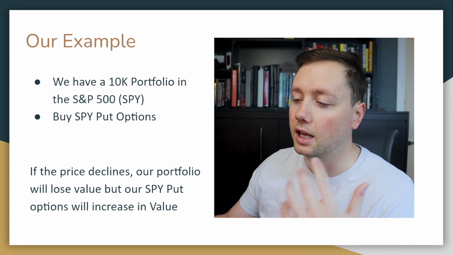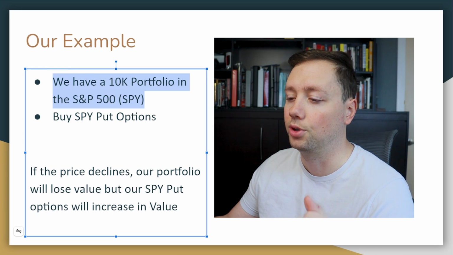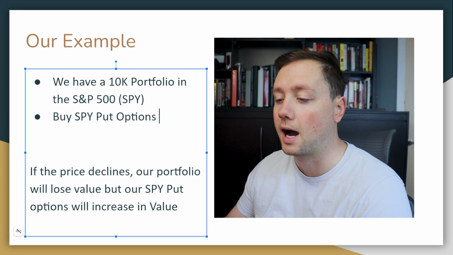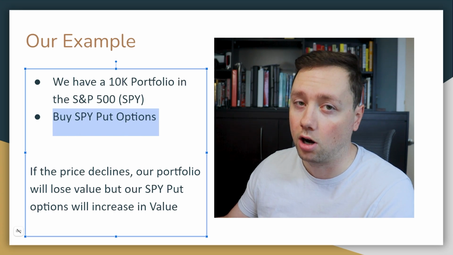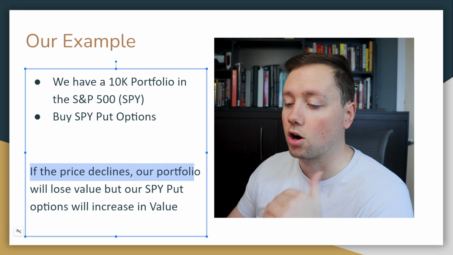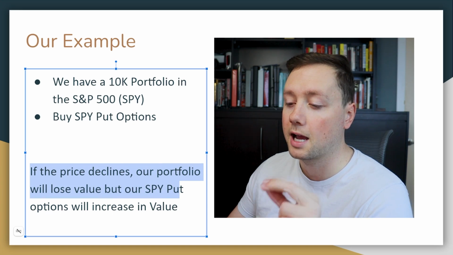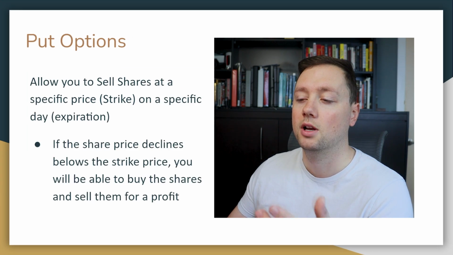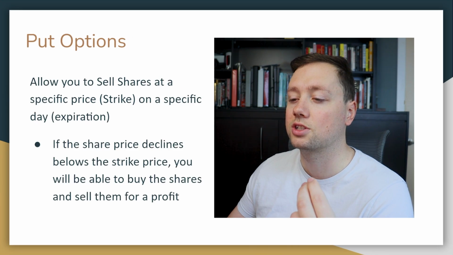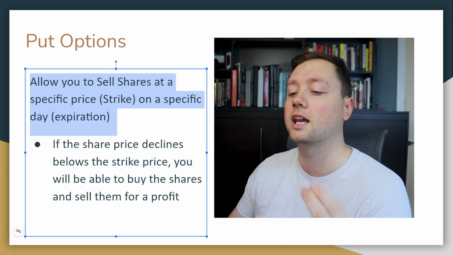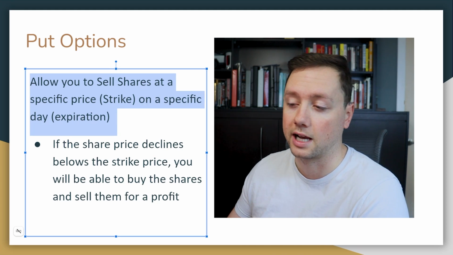So number one here, in our example, we have that $10,000 portfolio in the S&P 500. In order to hedge this portfolio, we would buy SPY put options. Now the reason we would do that here is because if the price declines, our portfolio will lose value, but our SPY put options will increase in value. The reason they will increase in value is because put options allow you to sell shares at a specific price known as the strike price on a specific day that is known as your expiration price.